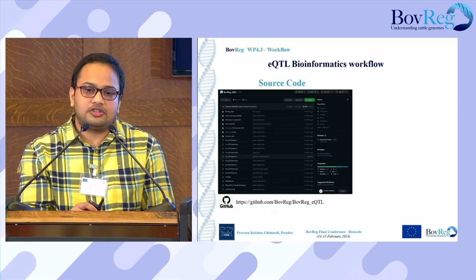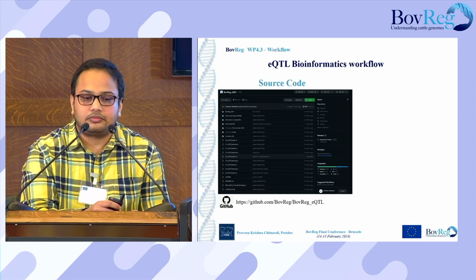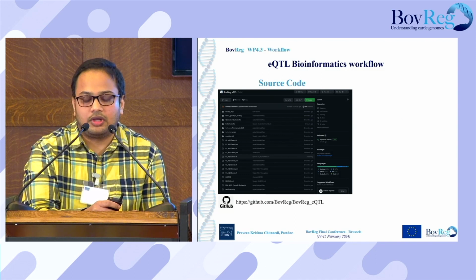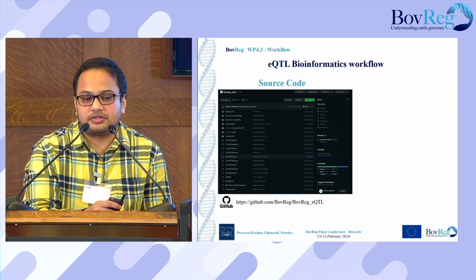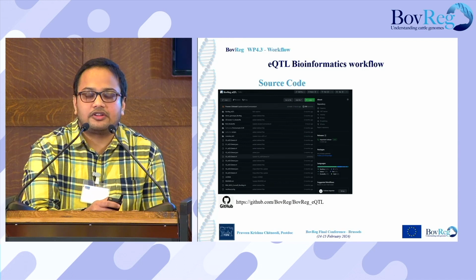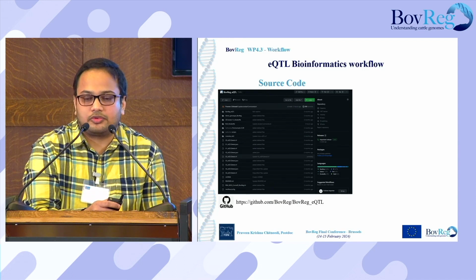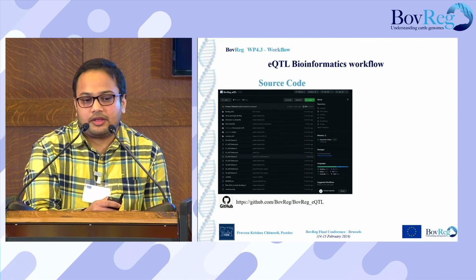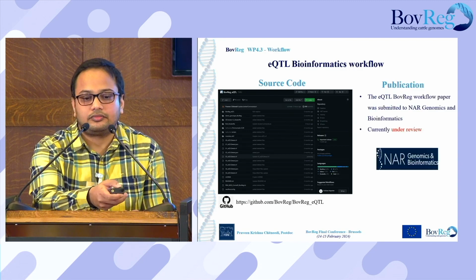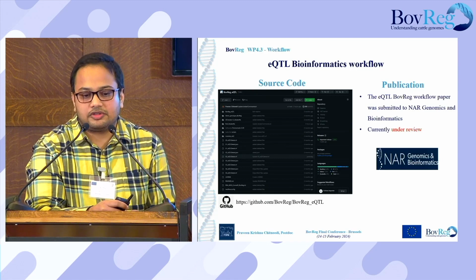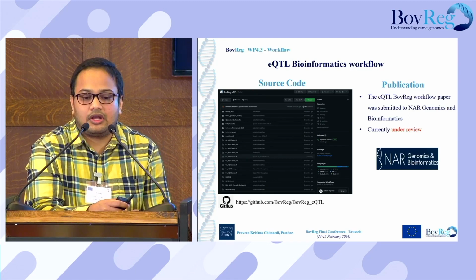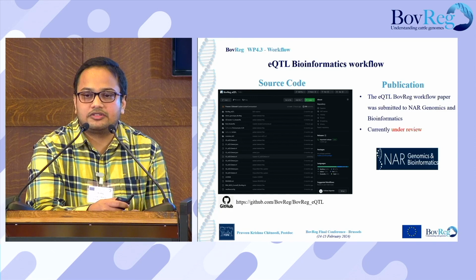So this workflow is currently available on the BovReg GitHub page. Any interested users can download this workflow, and we also provided some sample example data for the genotypes and also for the phenotypes. Users can download this data as well, and then they can also use this workflow for their own analysis.